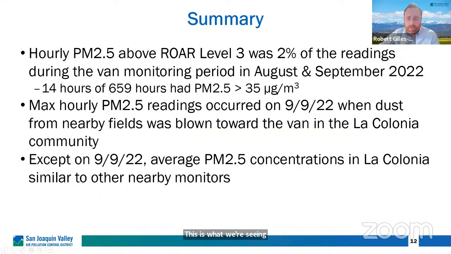I can go back to any of those, but just to summarize, during that period, hourly concentrations at ROR level 3 and above happened about 2 to 3% of the time from mid-August to mid-September. The highest concentrations were observed on September 9th, and it appears that happened at a time when dust from nearby fields was blowing toward the van, toward La Colonia. Except for that one date, the other concentrations were really similar to other nearby air monitoring sites. That's a summary of the data from when the van was operating out there from mid-August to mid-September. Hopefully that's helpful.